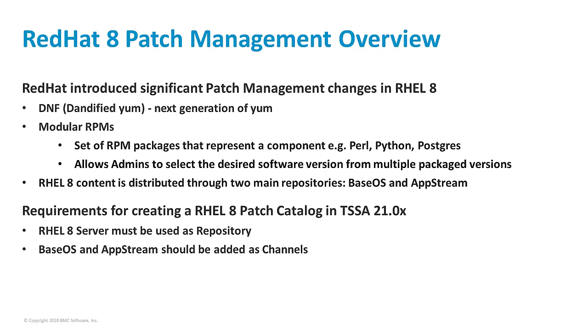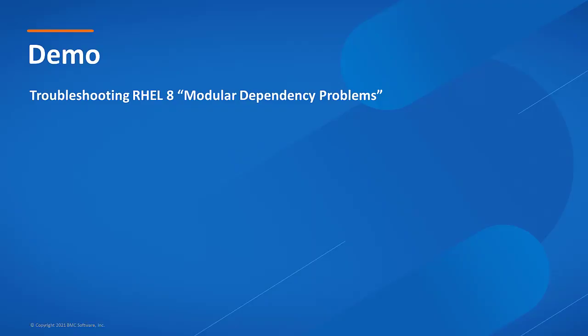RHEL content is distributed through two main repositories, the BaseOS and the AppStream channels. There are a few requirements for creating an RHEL patch catalog in TSSA 21.x. The repository server must be an RHEL 8 server, and for creating the catalog, we have to add as a baseline the BaseOS and the AppStream channels.